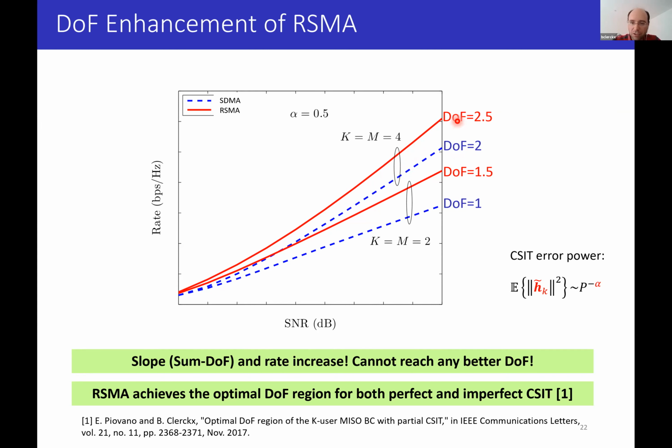Can you do better than that in terms of slope? No, you cannot. The slope in red here is actually information theoretic optimal. You cannot do better than that. So rate splitting reaches optimality in terms of degrees of freedom.